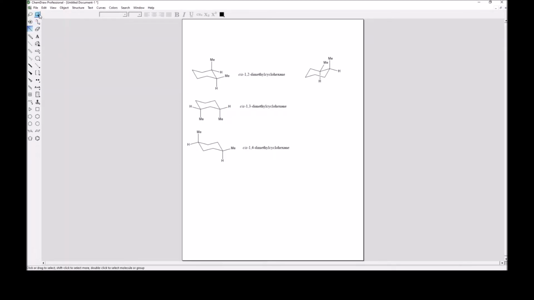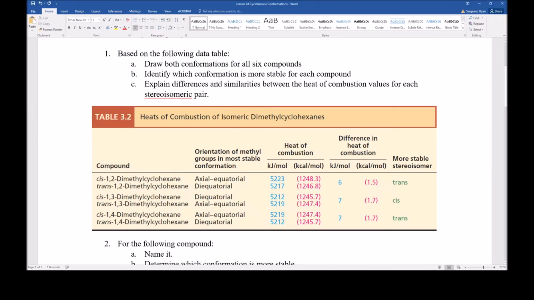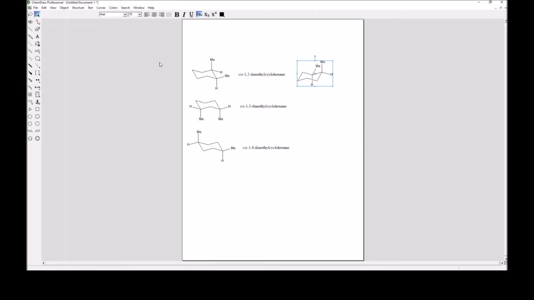So this is the ring-flipped version of this one. And if you go back to the lesson, it asks me to show both conformations for all 6 compounds. So far I have both conformations of cis-1,2-dimethylcyclohexane. We want to do the same thing now with cis-1,3-dimethylcyclohexane. So I'll put up my mirror image chair right there.